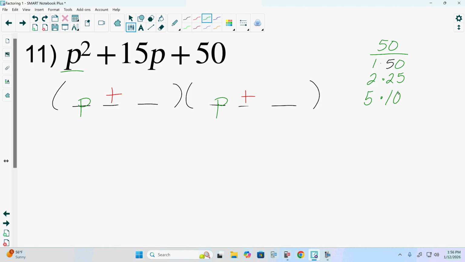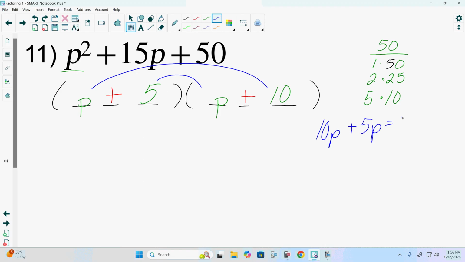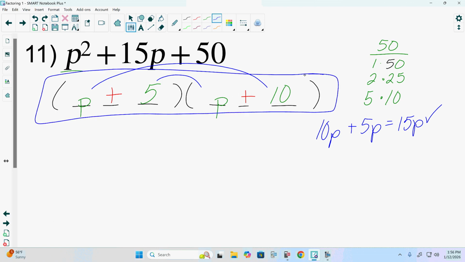Which one do we want to try first? 5 and 10. p times 10 is positive 10p. 5 times p is positive 5p. And 10p plus 5p is 15p. So those are our factors.